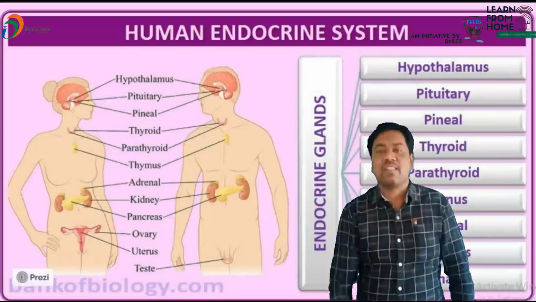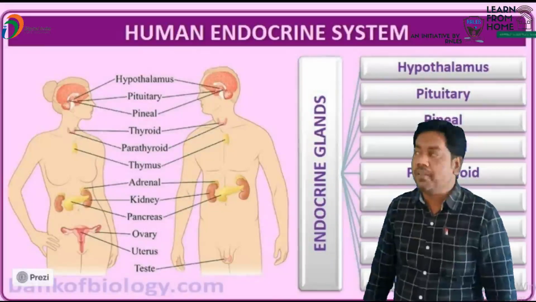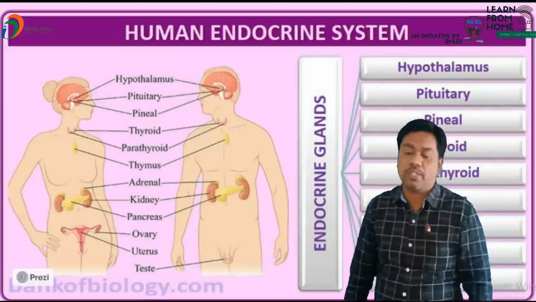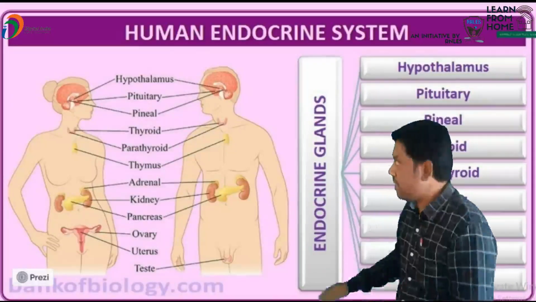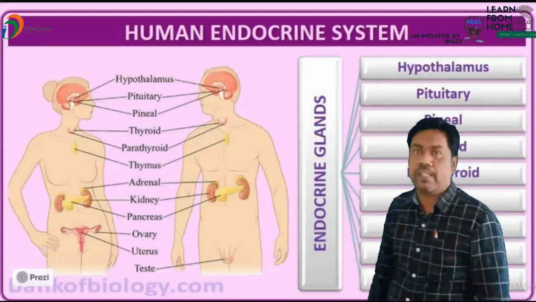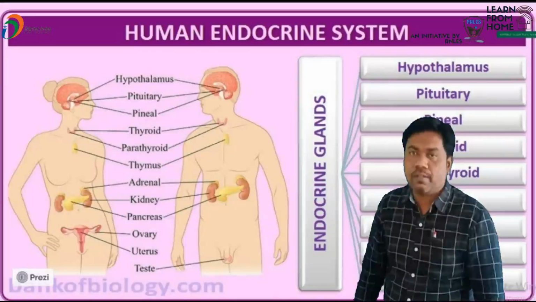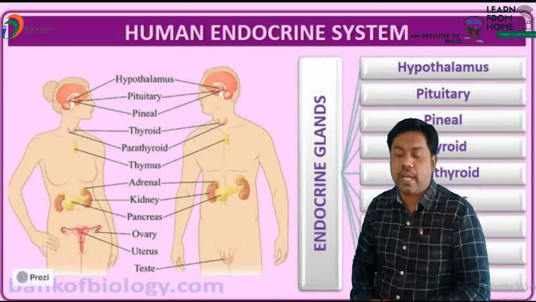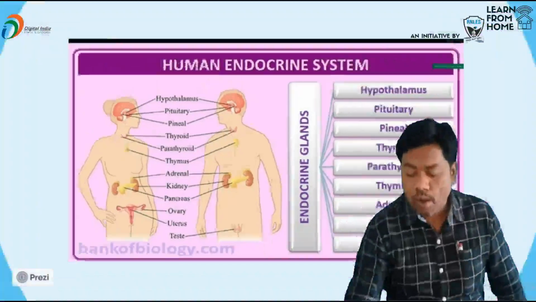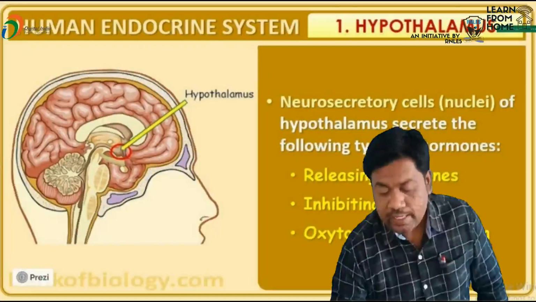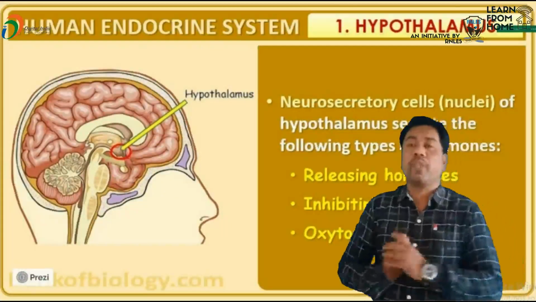So these are responsible for the production of different kinds of hormones in the human body, right? These are examples of endocrine glands, from the hypothalamus to the gonads. After that we have to talk about the next gland, that is the hypothalamus.